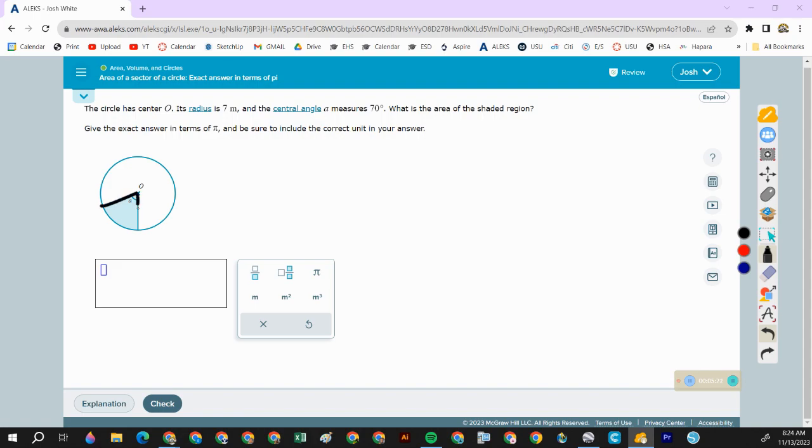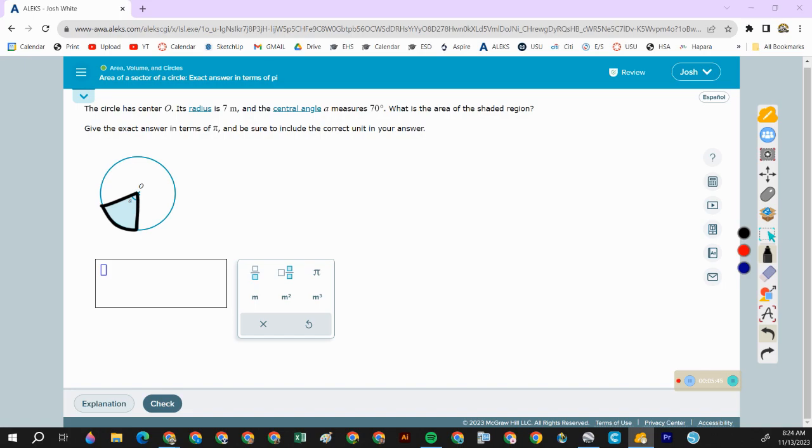This here is called a circle sector. I like to think of it as a piece of pizza. So any piece of pizza where the point of the pizza lies on the center of the circle can be referred to mathematically as a circle sector.